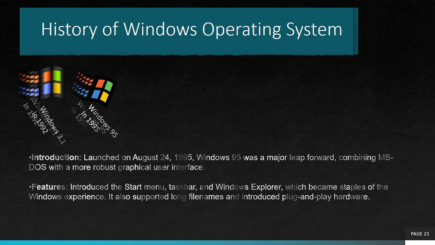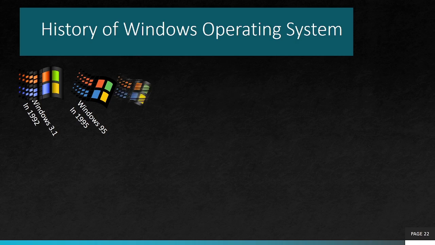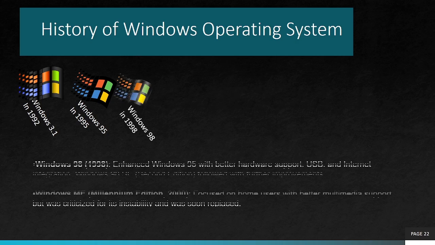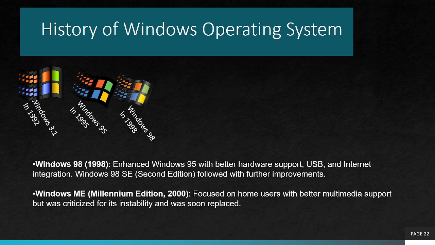Then after, we got Windows 98. 98 is just an enhanced version of 95, where we improved the multimedia capabilities and all. Whatever drawbacks we had in 95, we fixed in Windows 98, along with internet connectivity and a lot more.